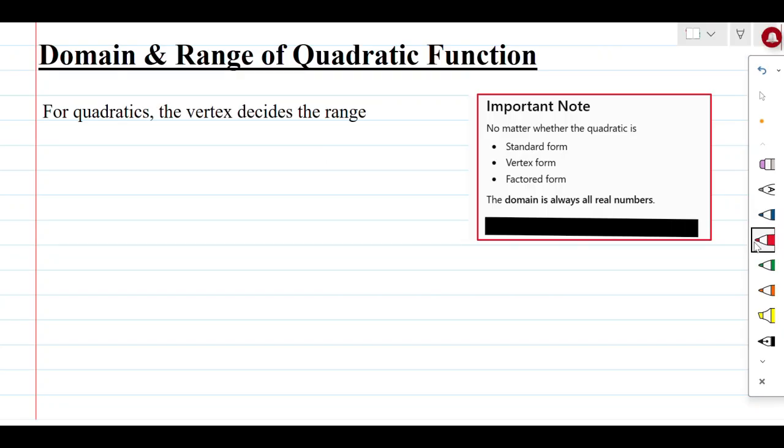Now I'm going to elaborate each form separately. How do we figure out the vertex of standard form, vertex form, and factored form, and how do we figure out their range, right? So now let me start with the standard form.